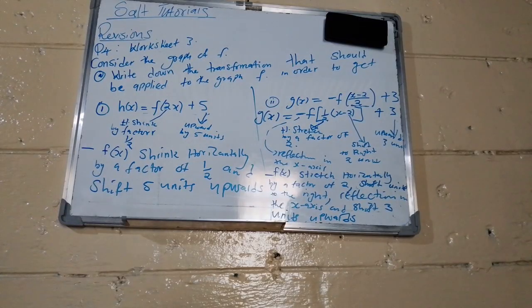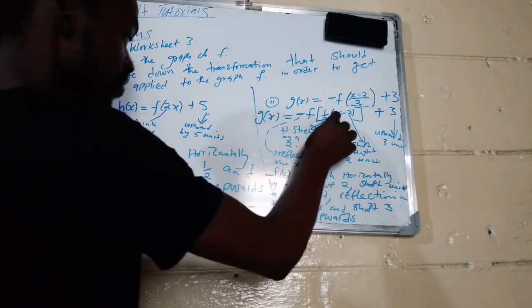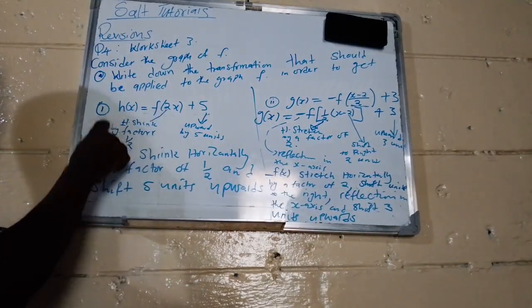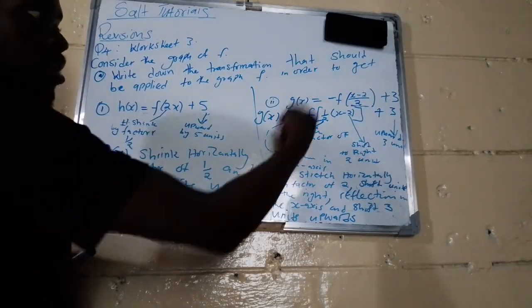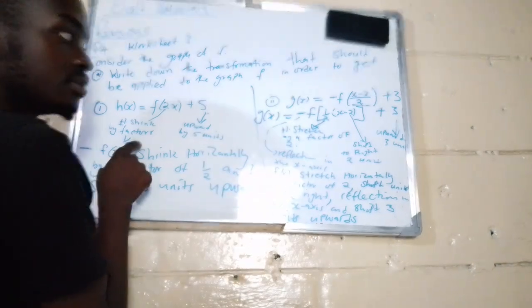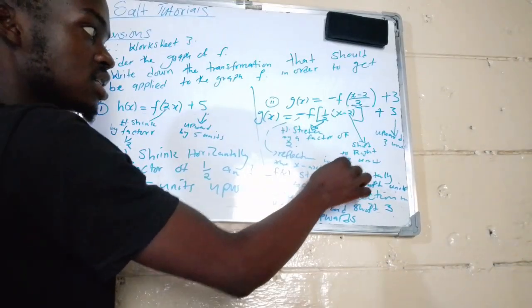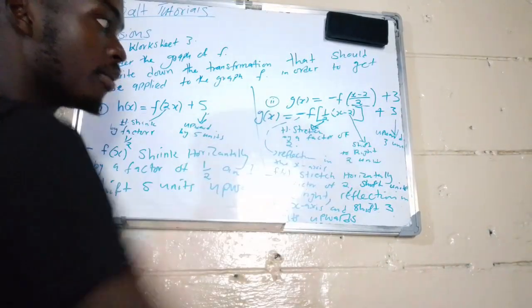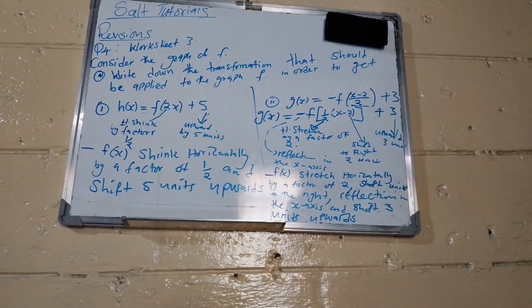So just look at what is happening. 1/2 gives a horizontal stretch, because it's a fraction. Here it was a 2, which becomes a horizontal shrink. What factor? The reciprocal. So the factor of 2, but here it was a factor of 1/2. That's how we explain this. The negative is a reflection in the x-axis, plus 3 upwards, minus 2 to the right. So this is basically how you are supposed to solve question 4a.